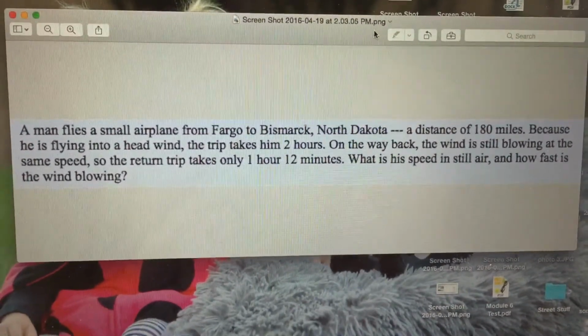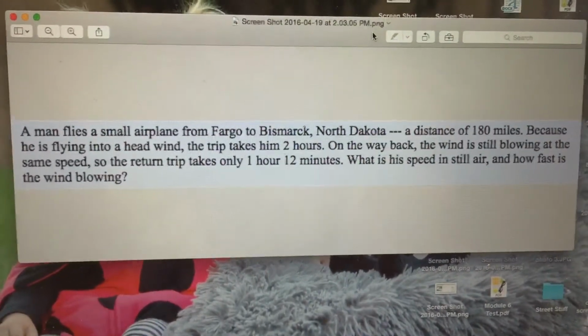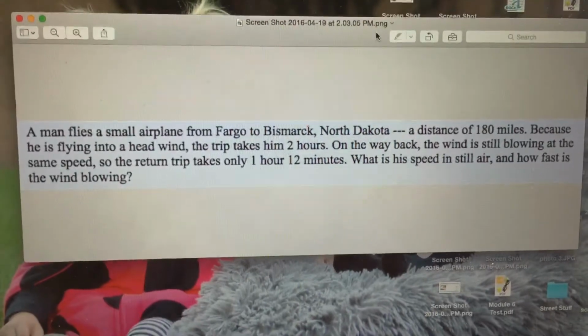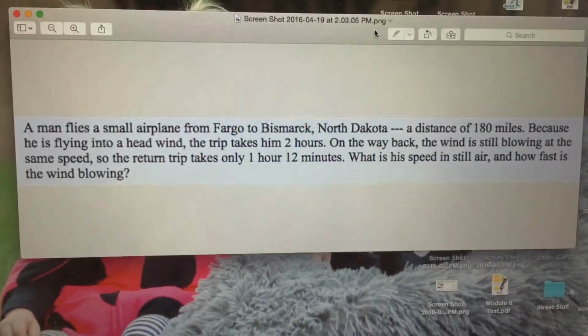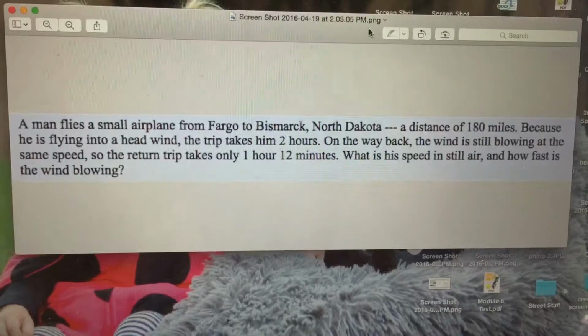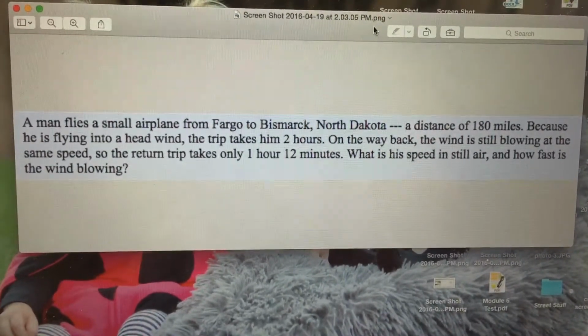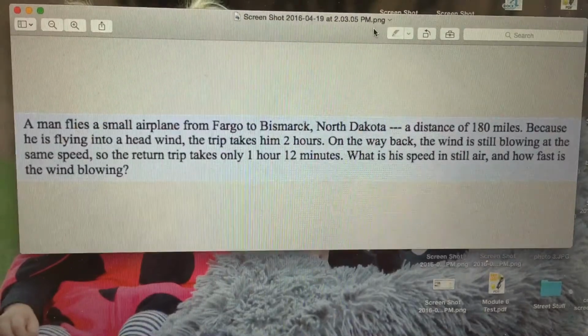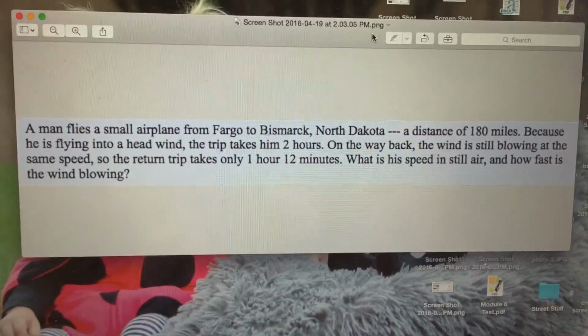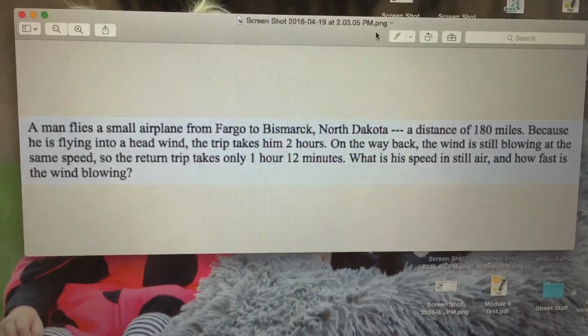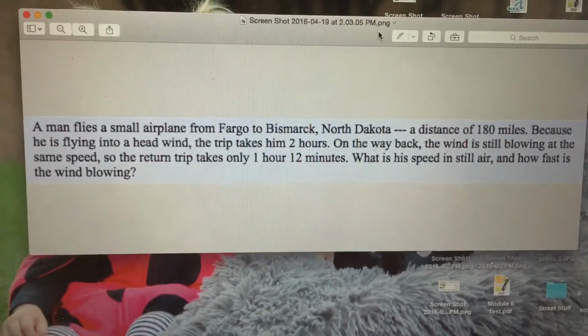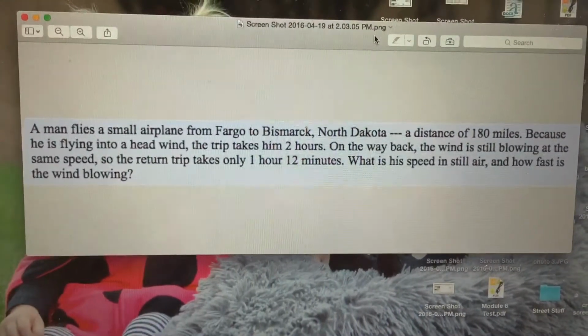Okay, let's take a look at this systems of equations problem. A man flies a small airplane from Fargo to Bismarck, North Dakota, a distance of 180 miles. Because he's flying into a headwind, the trip takes 2 hours. On the way back, the wind is still blowing at the same speed, so the return trip takes only 1 hour 12 minutes. What is his speed in still air and how fast is the wind blowing?